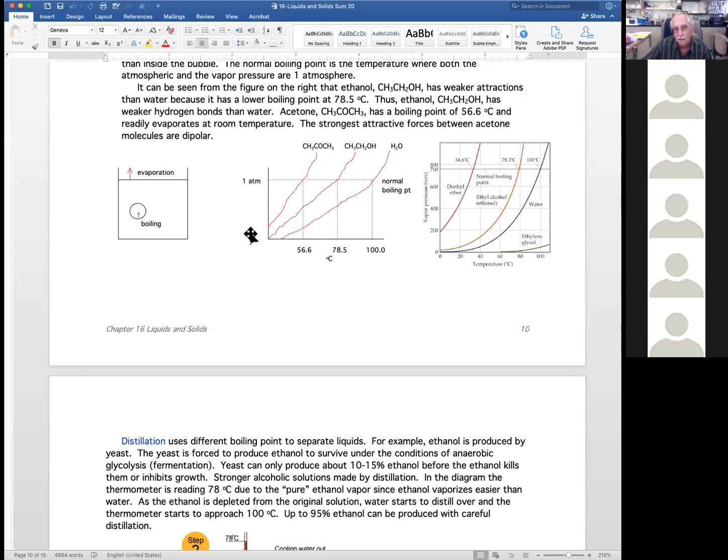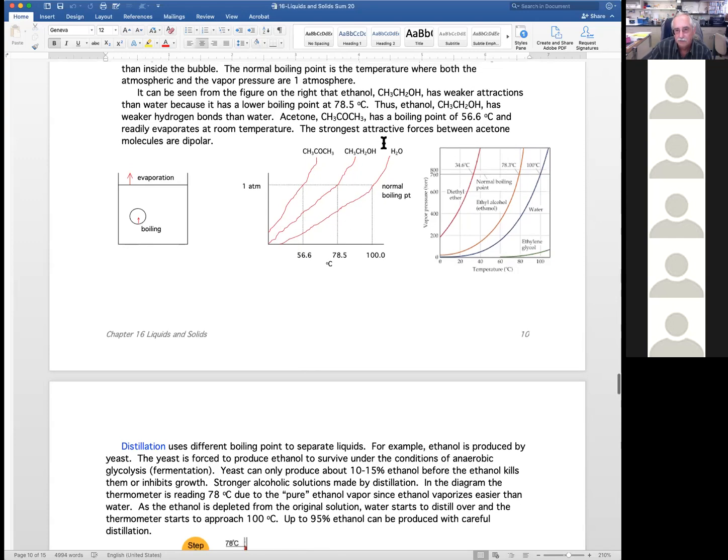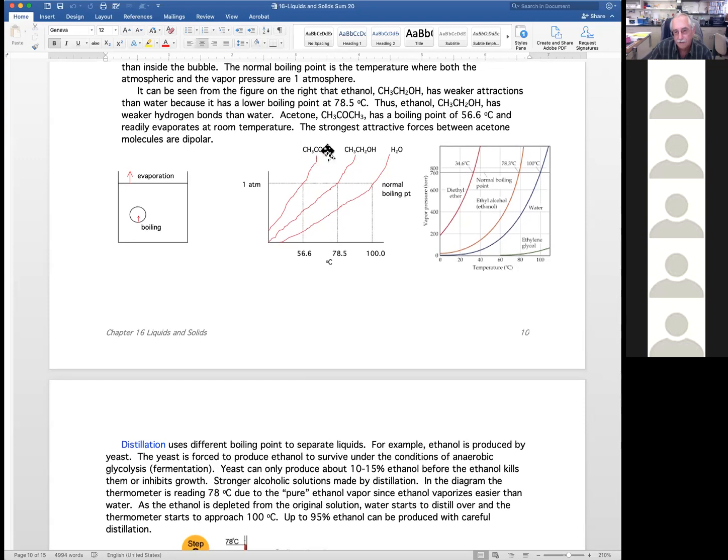And so here's some heating curves for three substances. Here's water, which has hydrogen bonds. Here's ethanol, which has hydrogen bonds, but less of them. And here's acetone, which has only dipolar attractions. So look at the normal boiling point, which is at 1 atmosphere. Which one would you tell me has the strongest attractive forces? Water, right?